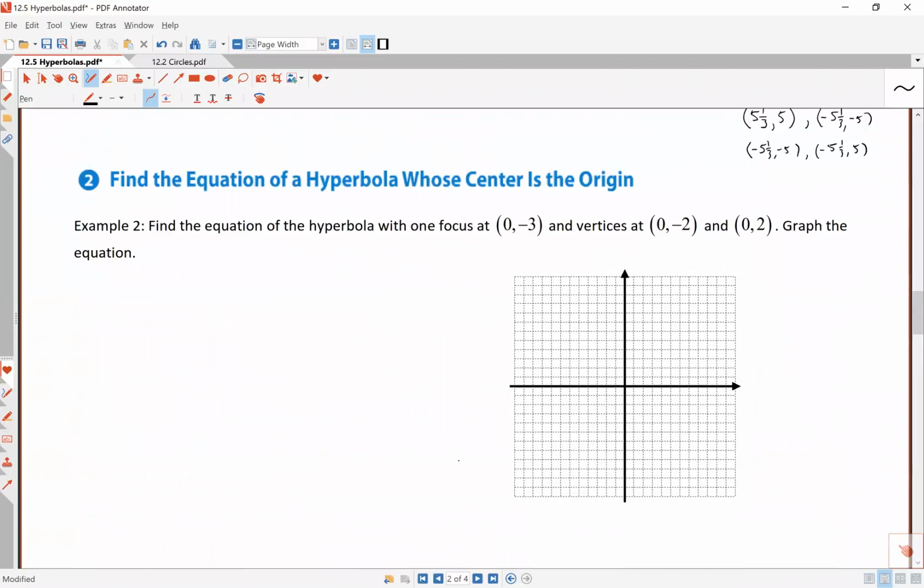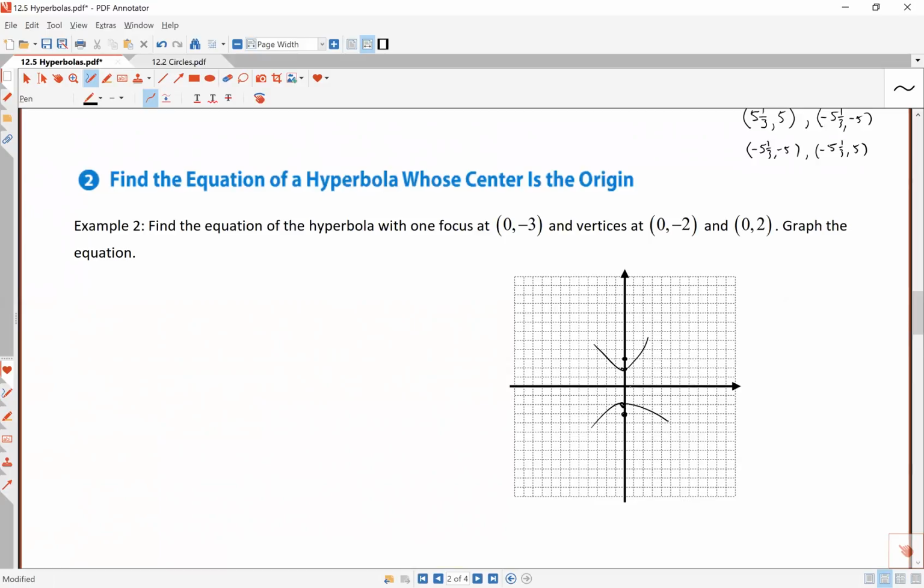Example 2. Find the equation of the hyperbola with one focus at (0, -3) and vertices at (0, -2) and (0, 2). Remember, the vertices (0, 2) and (0, -2) tell you which way your graph opens. And the foci, one of them is at (0, -3), which means the other one is at (0, 3).